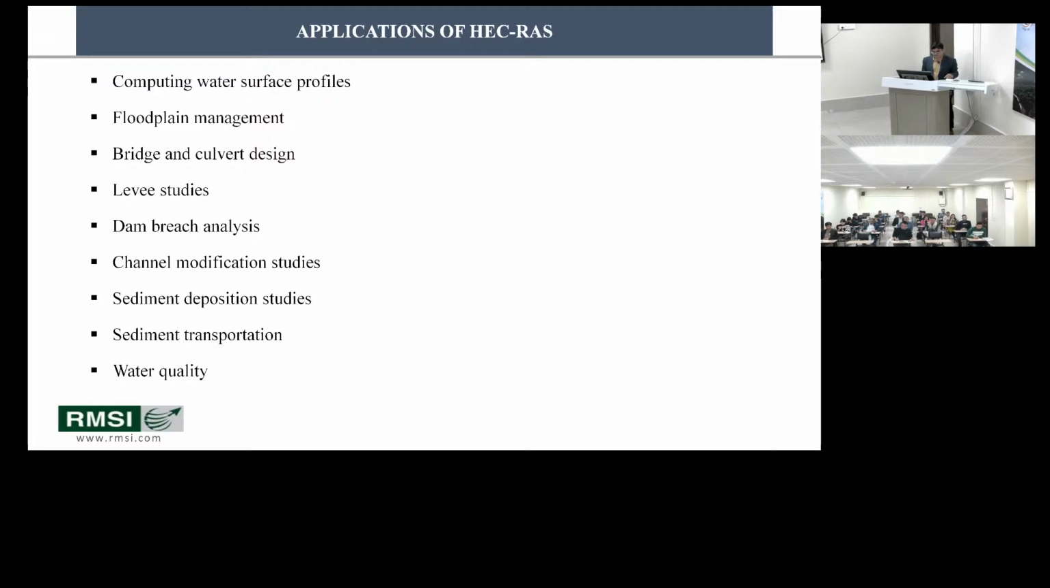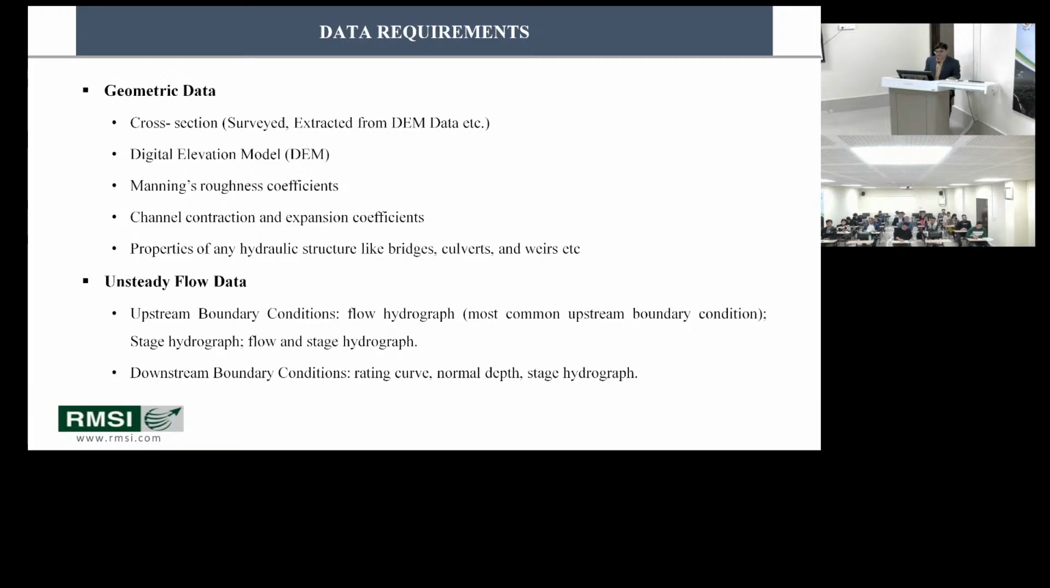Then for channel modification, sediment deposition and sediment analysis we can also have. Yesterday my fellow presenter was telling that we can do the sediment analysis in HECRAS. Then there are provisions for water quality aspects, but we are not considering them here. We are using some other tools. Water quality assessment we are doing in Excel, because there is no need to use the tools for that purpose. But these are the capabilities a hydraulic model like HECRAS can handle.